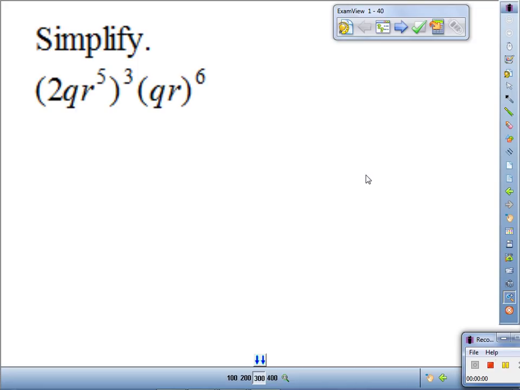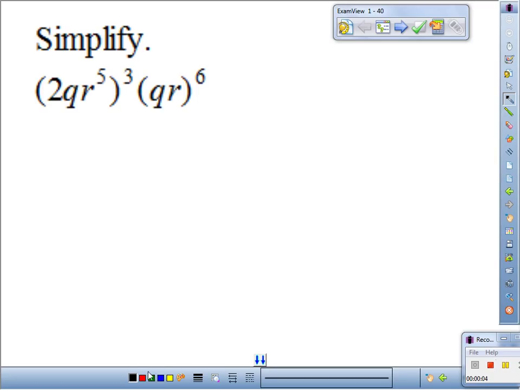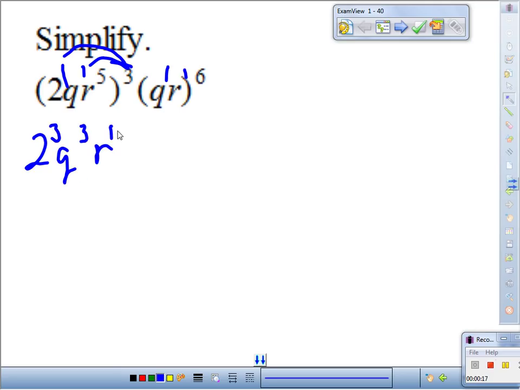All right, so this is Study Guide A for Cumulative Parquet number 1. Here goes number 1. First things first, label anything that does not have an exponent with a 1. Distribute the exponent from outside the parentheses inside, so this becomes 2 to the third, q to the third, r to the 15th. This implies multiplication. Distribute, distribute. This is q to the 6th, r to the 6th.